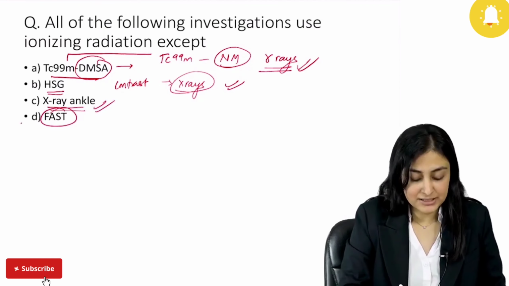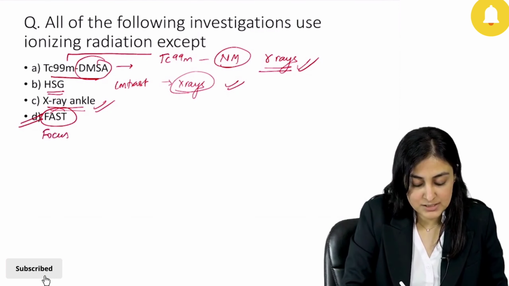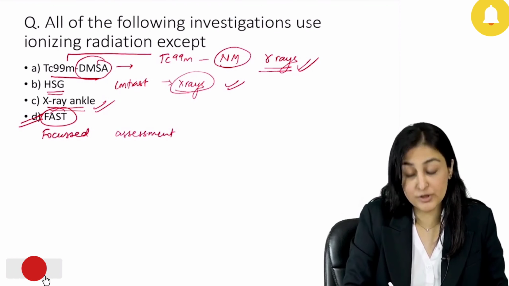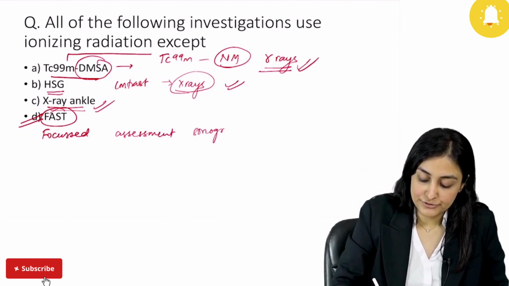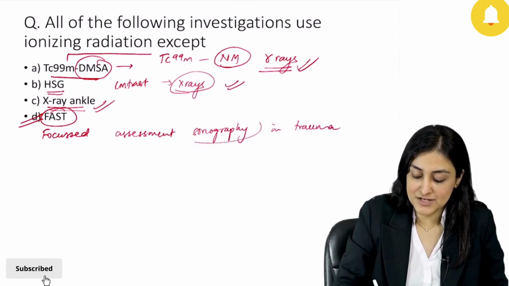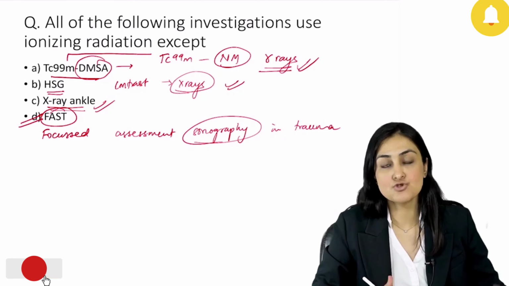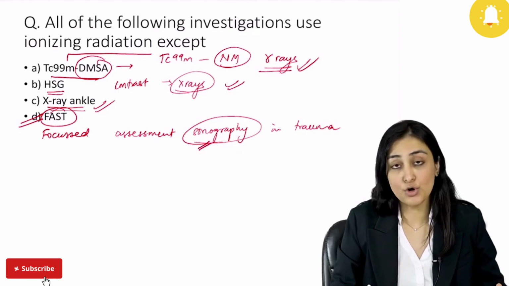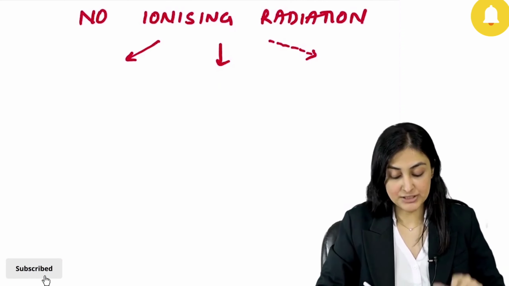FAST. So what is FAST? Again, the full form has been tested a bunch of times. FAST is focused assessment. Do not confuse it with the word fast or abdomen. It is focused assessment sonography in trauma. As the name suggests, this is an ultrasound technique that we do at the bedside for patients with trauma as a part of their workup in the primary survey. This is sonography, and remember, sonography does not use ionizing radiation.